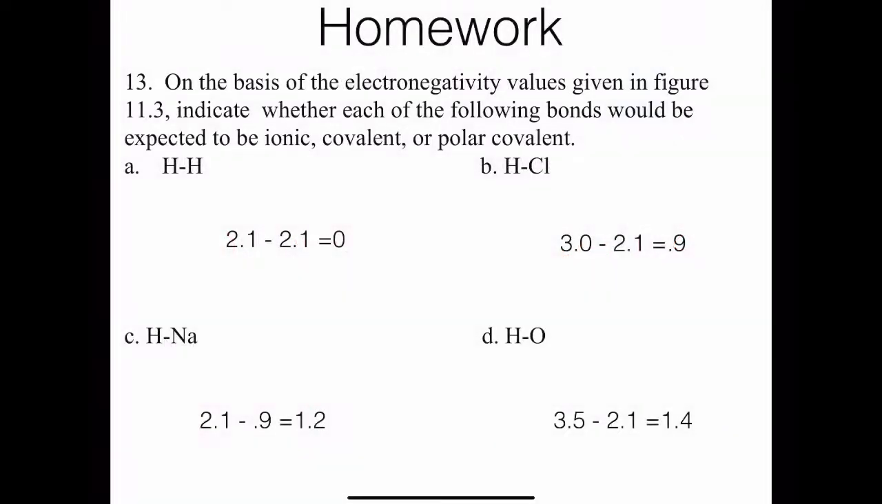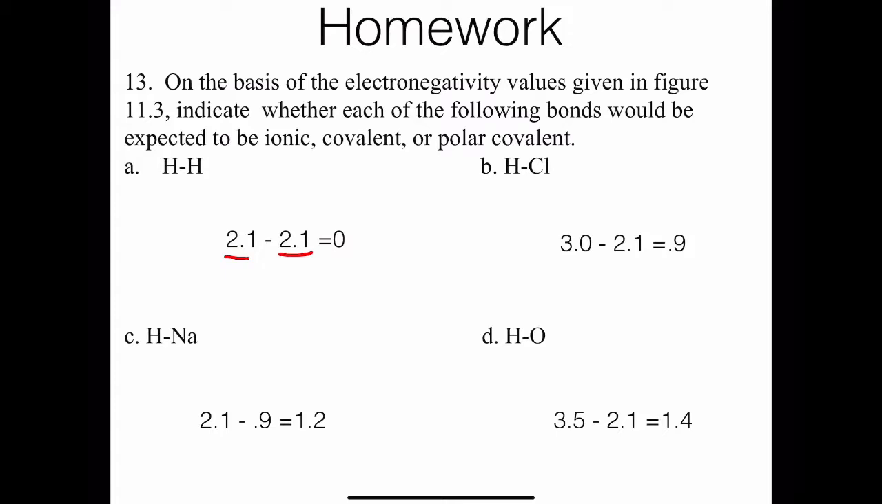If you're following along and doing the homework, the next question was on the basis of the electronegativity values given in the figure that you were provided. Indicate whether each of the following bonds would be expected to be ionic, covalent, or polar covalent. So here all we're doing is looking at the difference between the electronegativity values for the 2 elements that are listed. For A, hydrogen is 2.1. So 2.1 minus 2.1 is 0. We have 0 electronegativity difference.